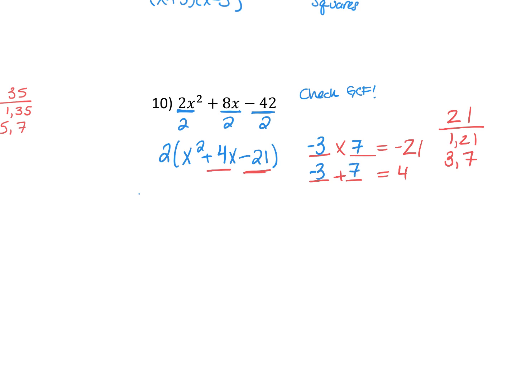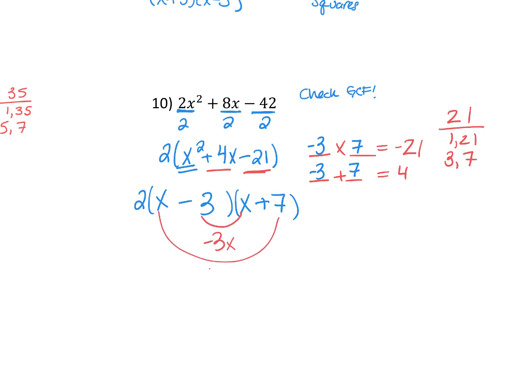And so once again, I'm going to have this 2 out in front, and I'm still going to have x, just plain x squared, so that's x times x. And then negative 21 is going to be negative 3, positive 7. And then we're just going to check: negative 3 times x would be negative 3x. x times 7 would be 7x. And so those would add to 4x. And so this would be my final answer.